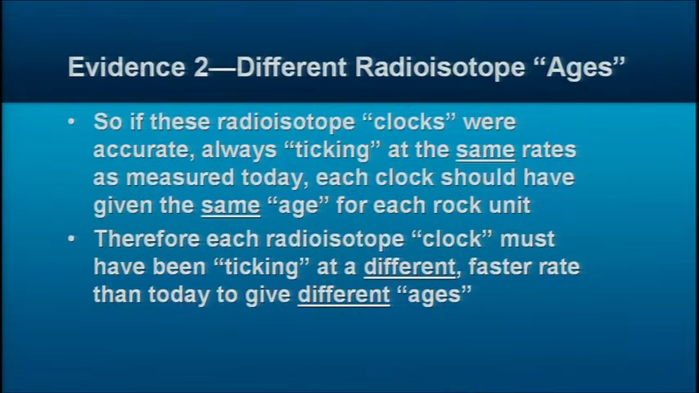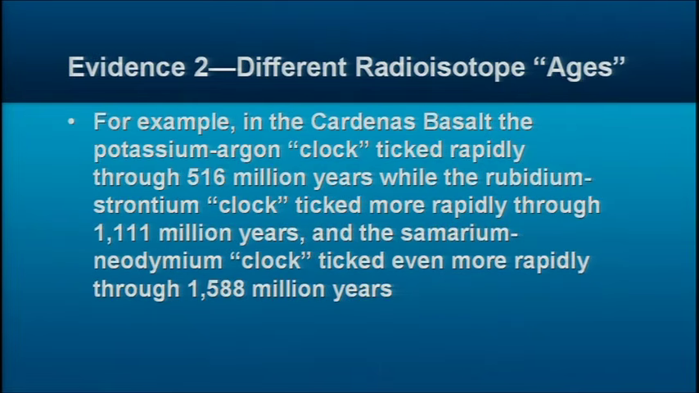So if these radioactive clocks were accurate, always ticking at the same rates that we measure today, each clock should have given the same age, but they didn't. Therefore, the conclusion we come to is that each radioactive clock must have ticked at different and faster rates than today to give the different ages. Let me illustrate what I mean.